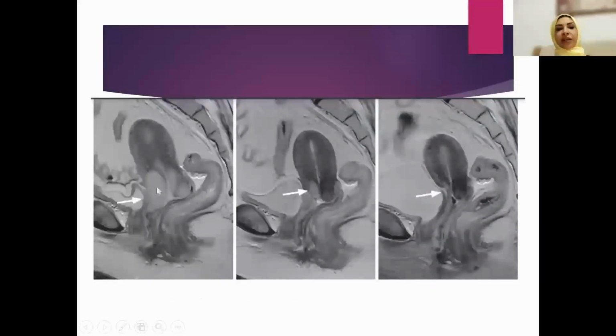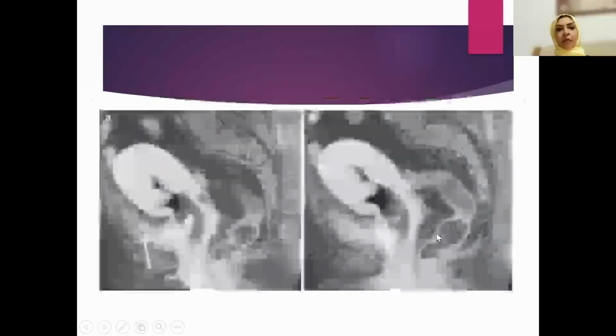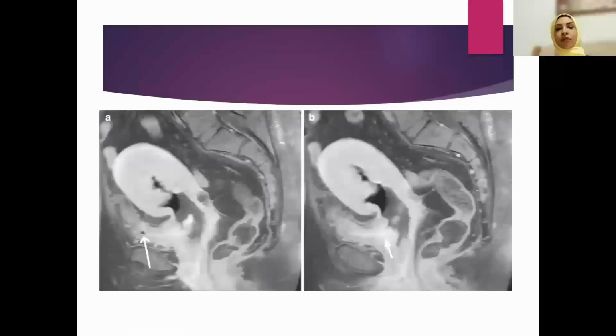This is a cervical cancer with therapy. You can notice the tumor is having progressive shrinkage with therapy. And this is one of the complications of radiotherapy. There is a fistula from the cervix towards the urinary bladder.